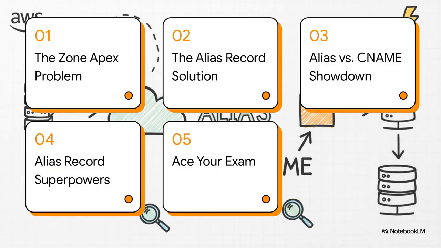Okay, here's how we're going to do this. First, we'll unpack a really common DNS headache called the Zone Apex problem. Then, we'll look at AWS's really slick solution for it. After that, we'll put alias records head-to-head with standard CNAMEs, uncover their unique superpowers, and then wrap it all up with the key things you need to know for your exam.